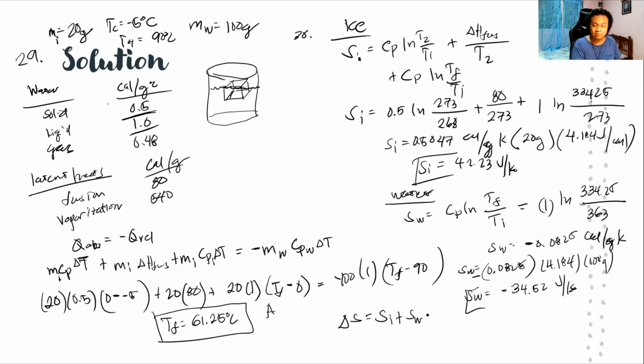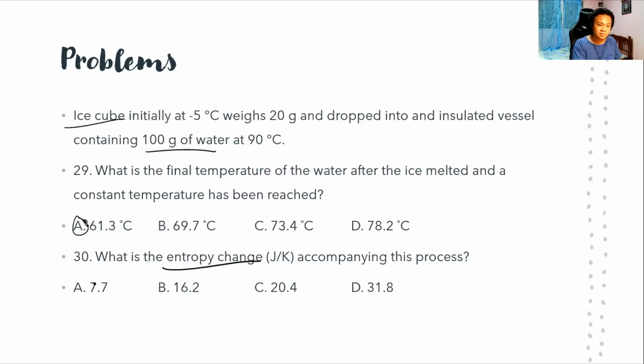S_i plus S_W. So let's add the two values, then you will get 7.81 joules per Kelvin. Okay, and that's letter A in our choices. Okay, so that's how you get the entropy change of this accompanying process.